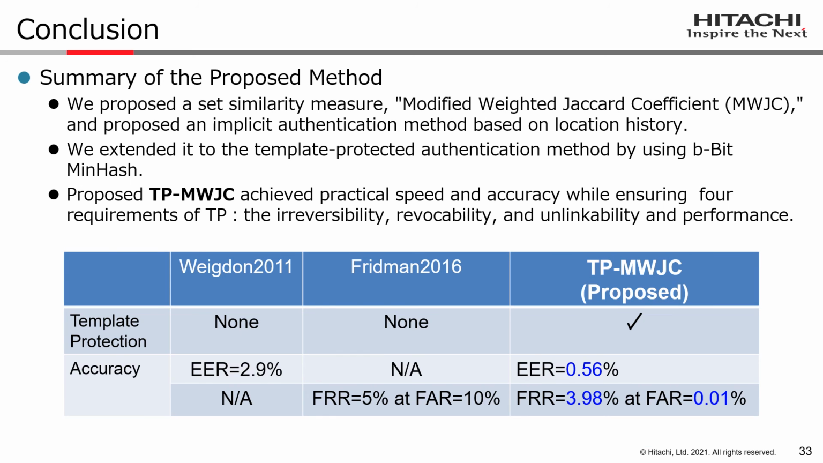This paper proposed a template-protected user authentication with the location histories collected through a personal mobile device. We first proposed a new set similarity measure, the modified weighted Jaccard coefficient. Then we designed a method to secure the calculation of the weighted Jaccard coefficient using MinHash and proposed a template protection authentication architecture. Experimental results show that our proposed method outperforms the conventional location history authentication without template protection, while ensuring the irreversibility, revocability, and unlinkability required for template-protected techniques.